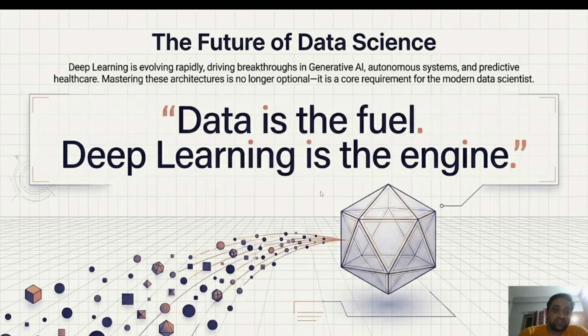The organizations that understand that engine, that know how to feed it, tune it, and deploy it are the ones building the future. The engine is running. The question is, are you at the wheel?